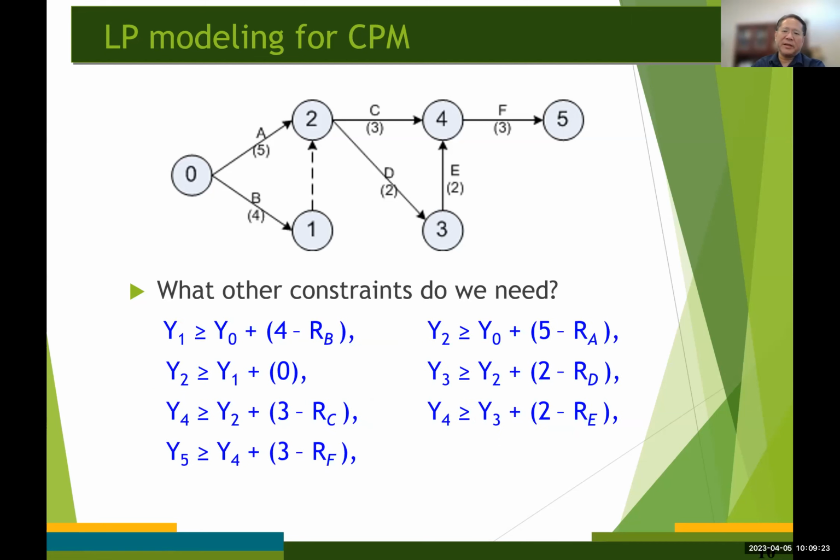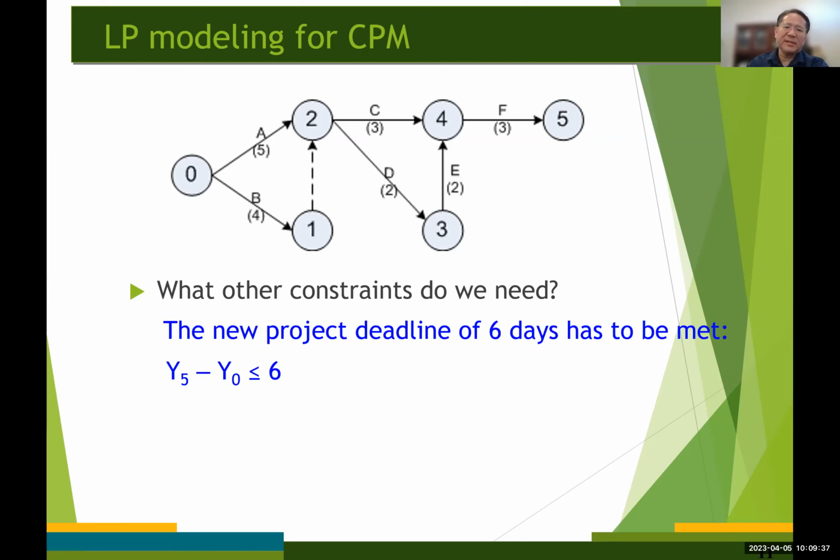So for every directed arc in this AOA network diagram, we will need an inequality constraint like this. Okay. And last but not the least, we need one more constraint that ensures that the project is completed within the new deadline, within the 6-day deadline, right? So we need y sub 5 minus y sub 0. That is the project completion time, right? Has to be less than or equal to 6 days.